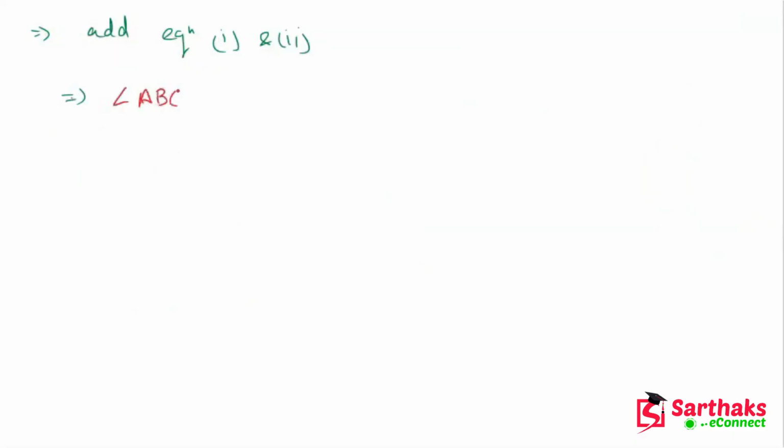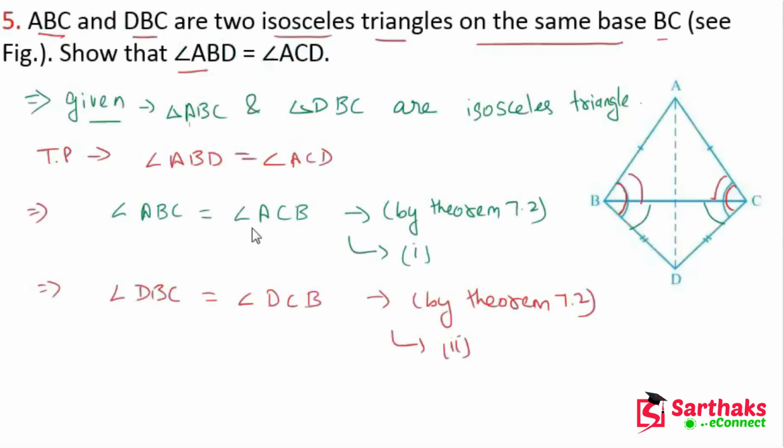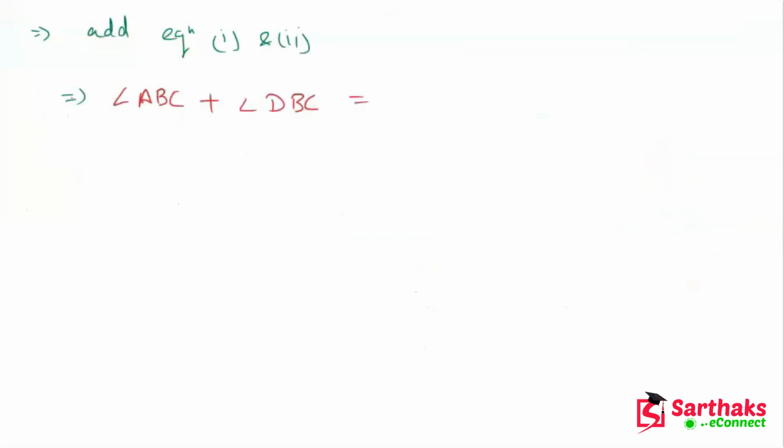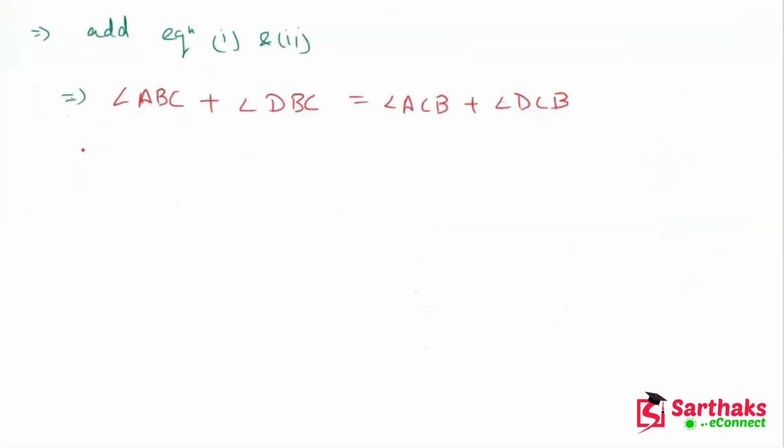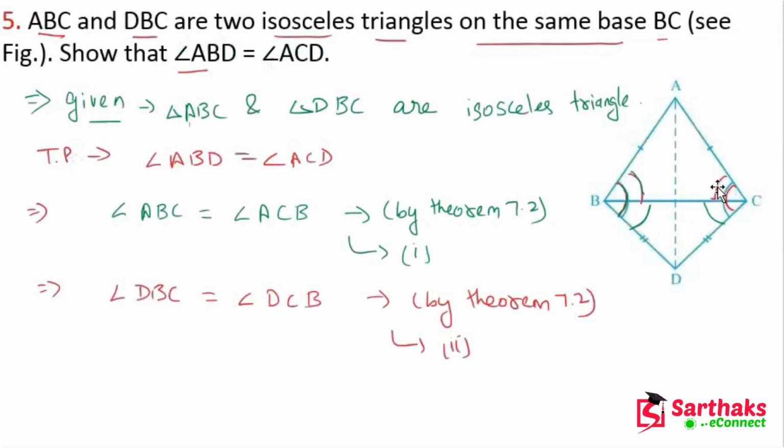Angle ABC plus angle DBC is equal to angle ACB plus angle DCB. Now after adding, if we add this angle and this angle, we get the complete angle ABD. So angle ABD is equal to, if we add this angle and this angle, the complete angle ACD. We get angle ACD.